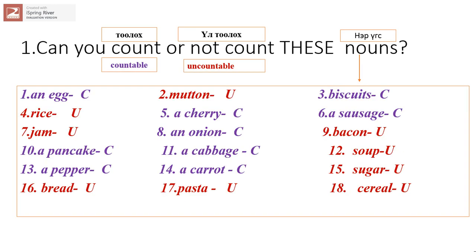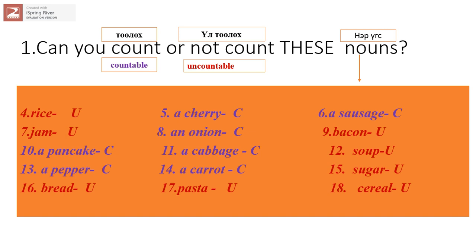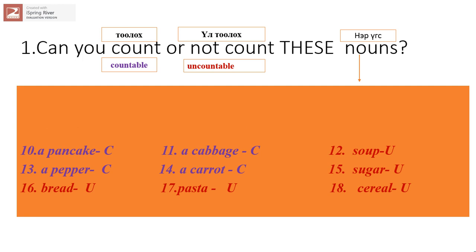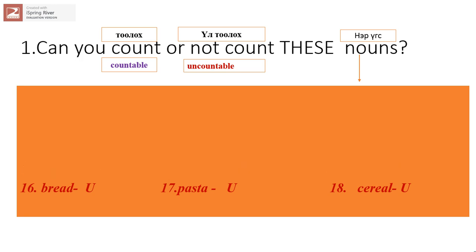My students, can you count or not count these nouns? Countable means you can count; uncountable means you cannot count. The nouns are: an egg, mutton, biscuits, rice, a cherry, a sausage, jam, an onion, bacon, a pancake, a cabbage, soup, a pepper, a carrot, sugar, bread, pasta, cereal.